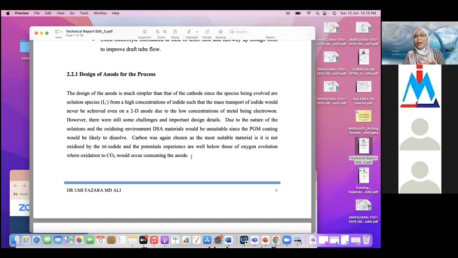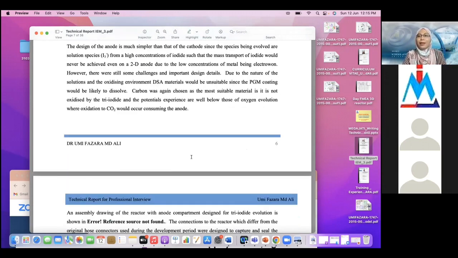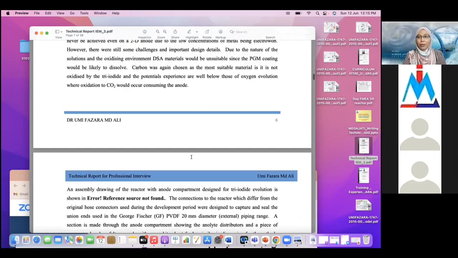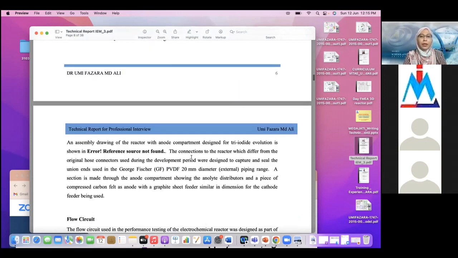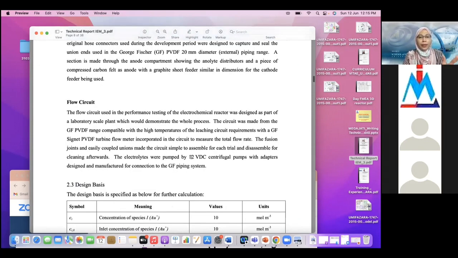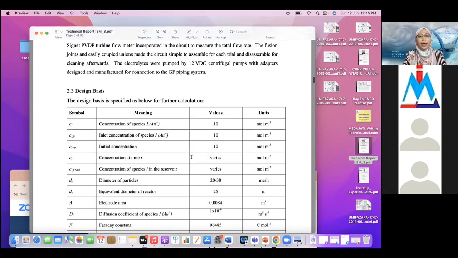Okay, you will nampak banyak ada numbers dalam tu kan. So that one is kind of to show our technical punya knowledge, okay, which is included within the chemical engineering fundamentals. Okay, and then kita ada flow circuit. Okay, and then I ada design basis. Okay, so design basis yang I gunalah.